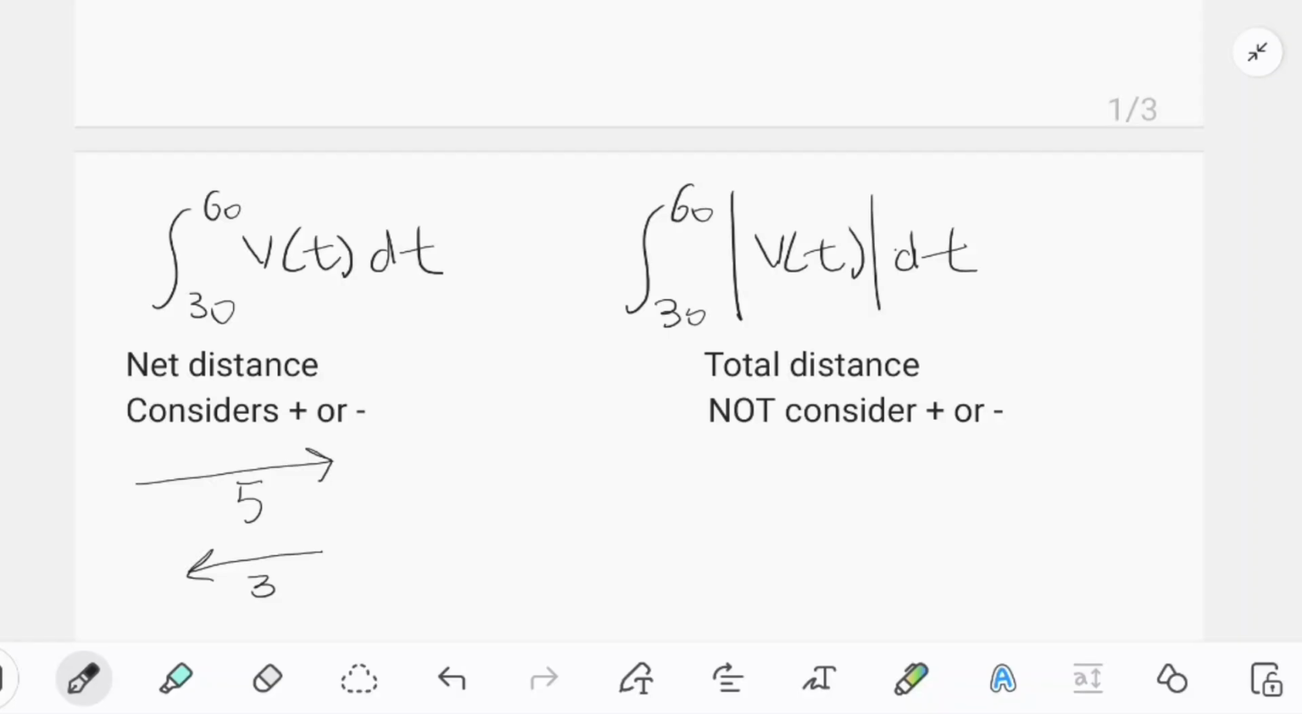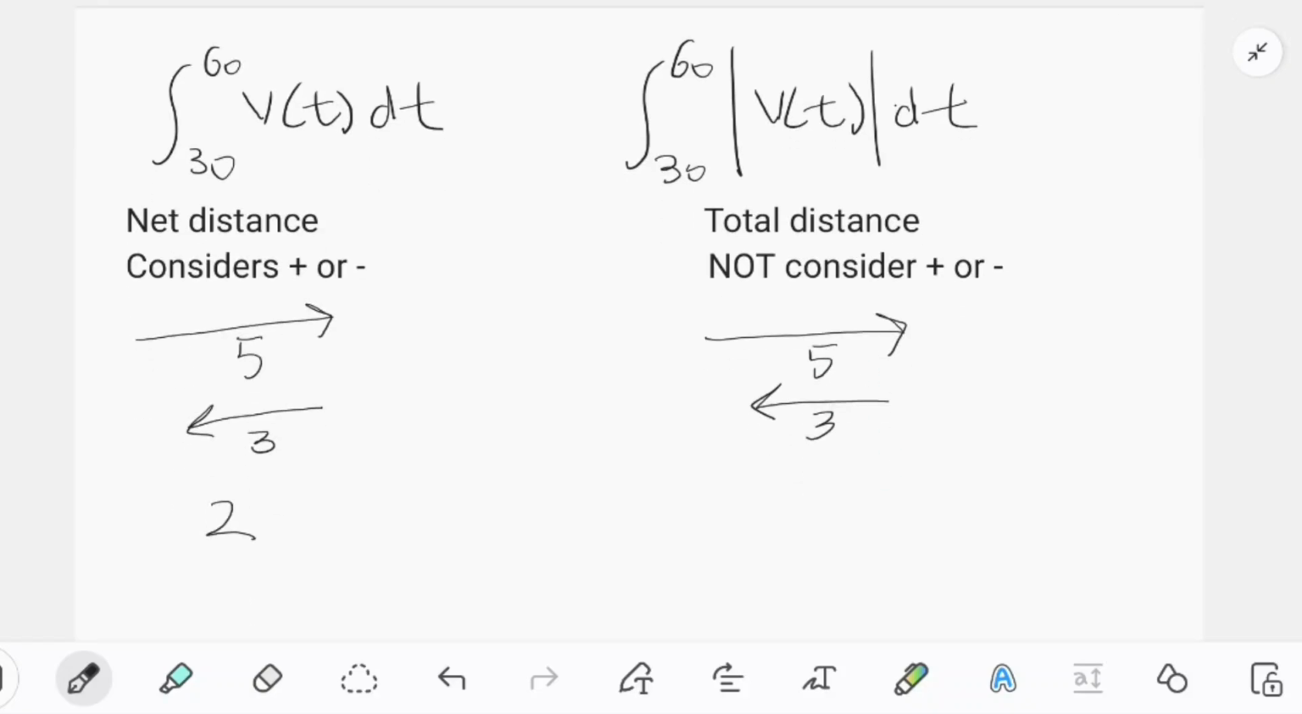The integral from our problem with the absolute value does not consider the signs of the velocities, so it gives the total distance. For example, if the particle moves 5 units to the right and then 3 units to the left, the total distance traveled would be 8.